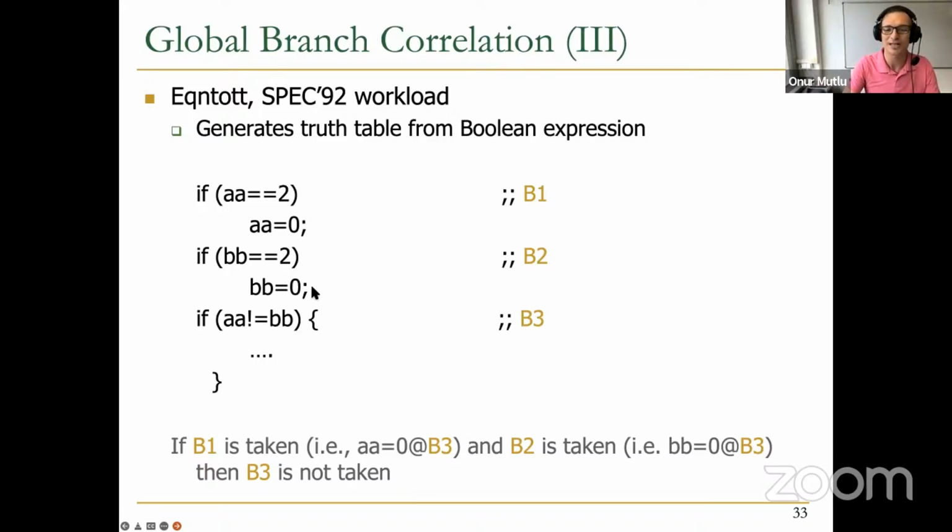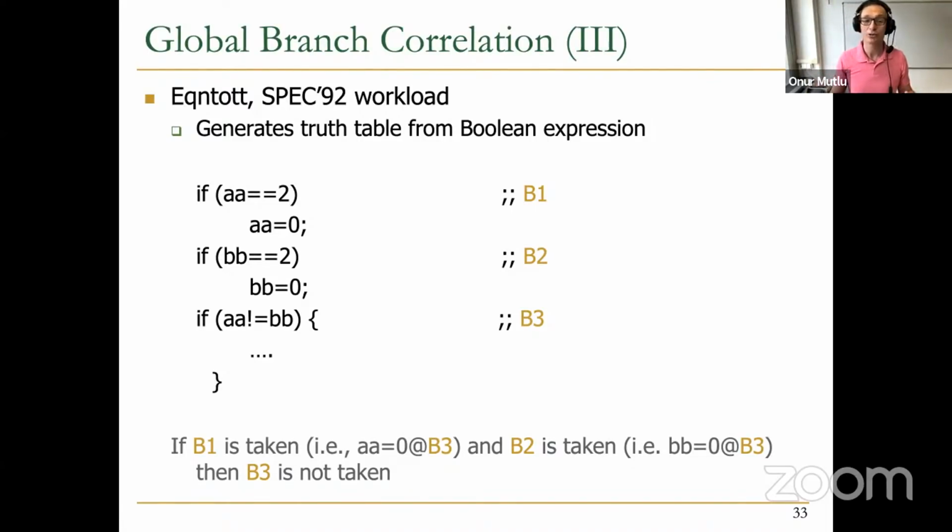If BB is equal to 2, you set BB to 0. And then you check if AA is not equal to BB. In this particular case, you can analyze the program and you can see that if B1 is taken and B2 is taken, then B3 is not taken. And all of the machines that had last time predictors or 2-bit counter predictors did not do well.